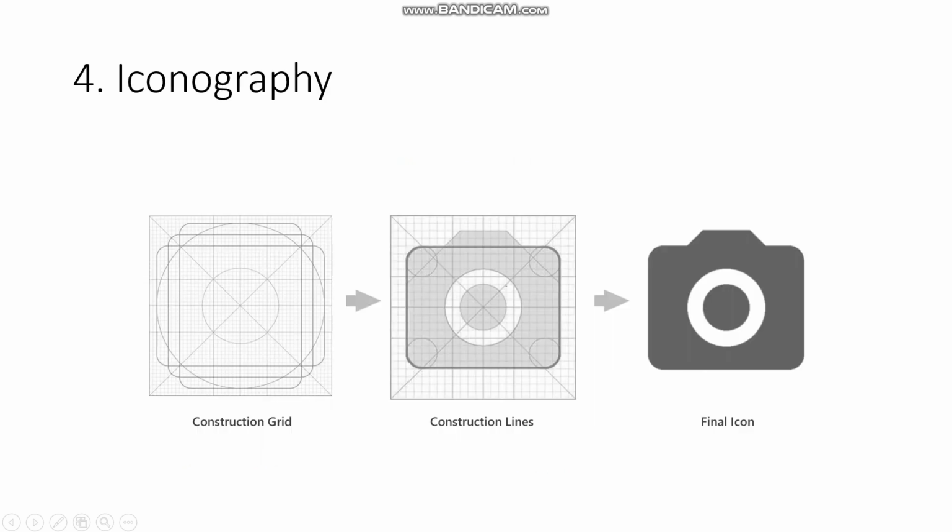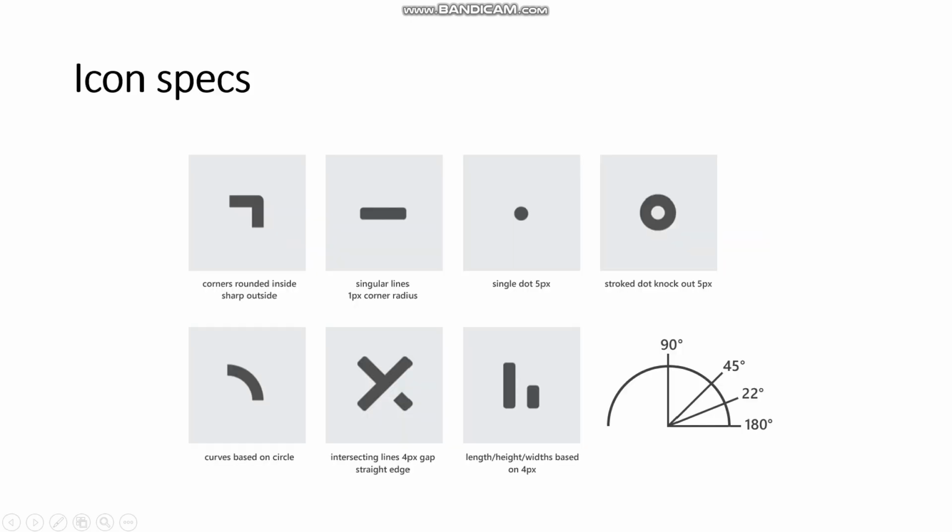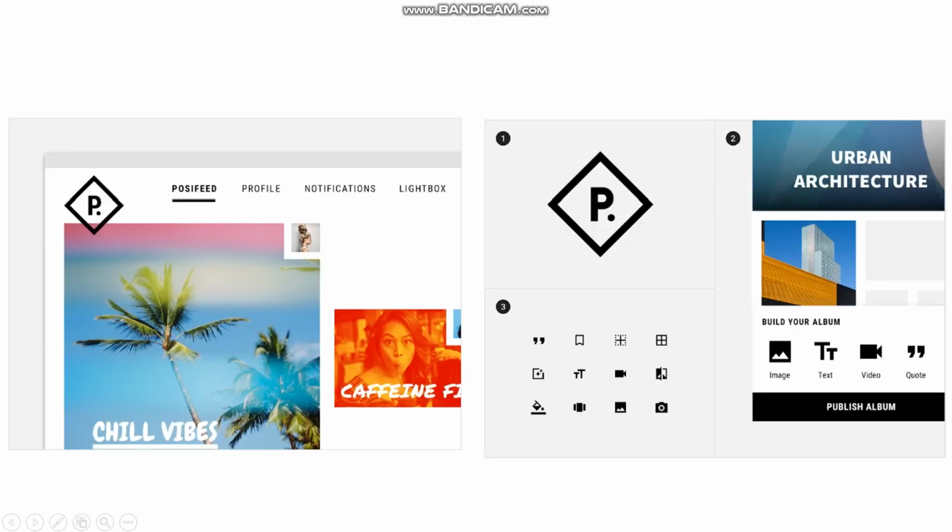Okay, next we go to iconography. Creating an icon is not as easy as it looks. We have the construction grid, construction lines, and finally the final icon with silhouette. We also have icon specs, which include rounded corners, singular line, single dot, curve, and many other things.